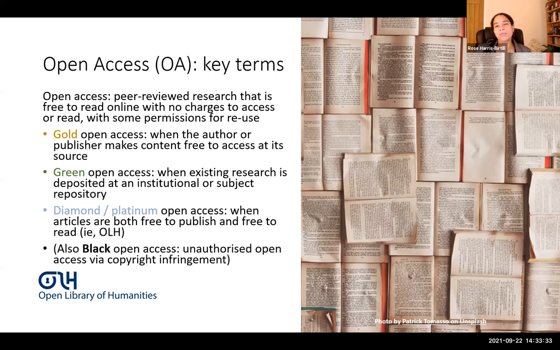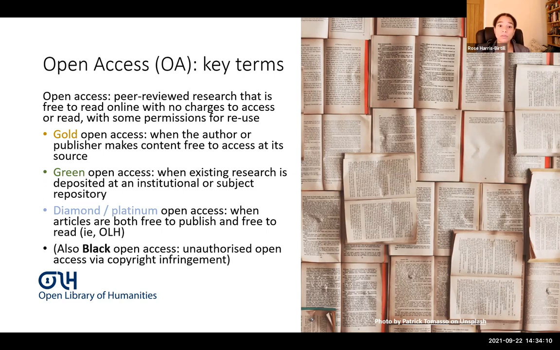However, it's also worth briefly summarising some of the different types of open access here, as there are quite a few different ways that content can be made more widely available as open access, and they're all quite distinct. Gold open access refers to when the author or publisher makes content free to access at its source. There's also green open access, and that's when existing research is deposited at an institutional or a subject repository. So, for example, an accepted manuscript that's deposited on a university's own research portal for all to access.